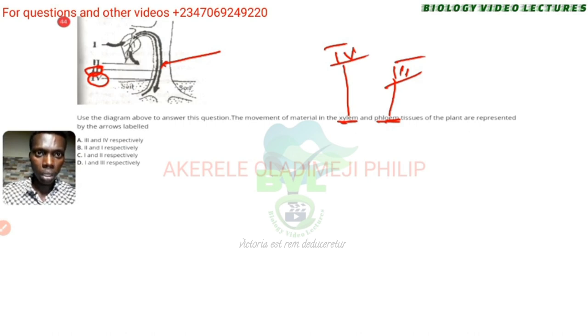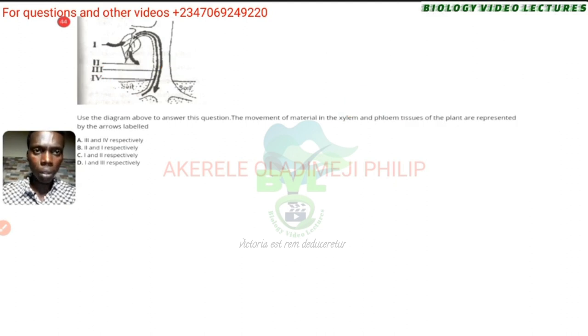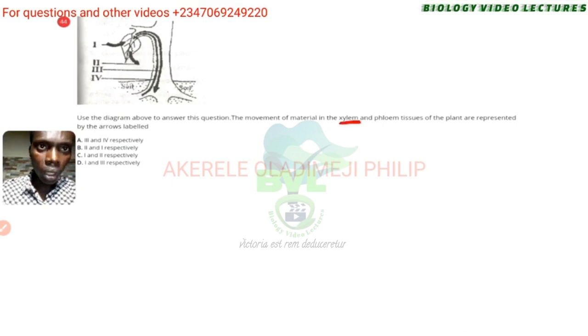Wait. Let me be sure this is well labeled out. Okay, sorry. It's three and four. So the xylem is the four. This is xylem. While the phloem, which is the one bringing this arrow, is three. That's three.